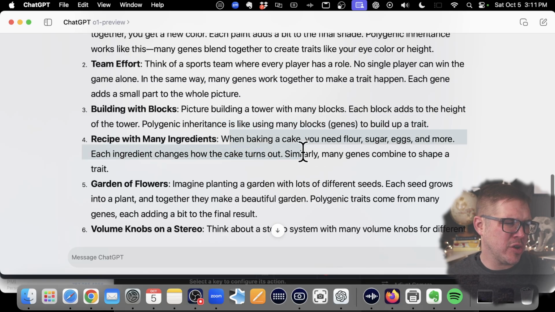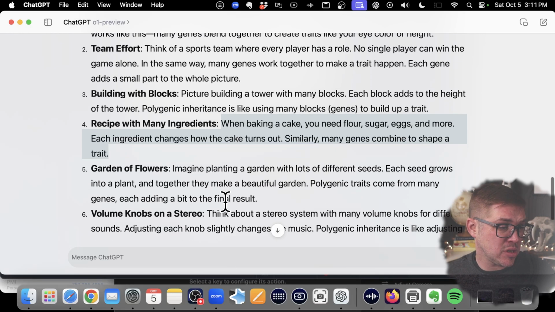Recipe with many ingredients. When baking a cake, you need flour, sugar, eggs, and more. This is actually interesting because some of these things, you change them a little bit and everything changes. Other ones, you can change them a lot and not that much changes.